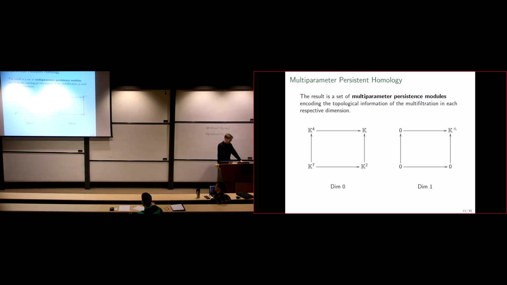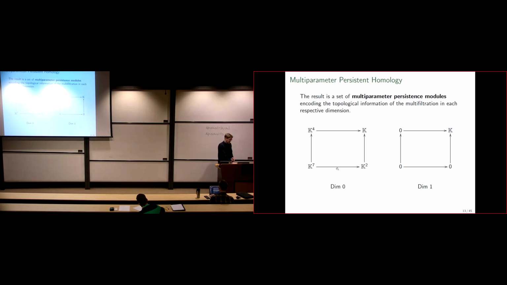And that's represented by this single k here. And this is an algebraic representation of this topological information. And what these things are: at each position here in this grid, there is a vector space. So this k here, this k^7, that's a vector space of dimension 7. And here we have a vector space of dimension 2.